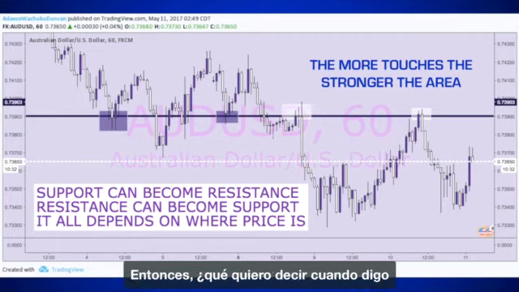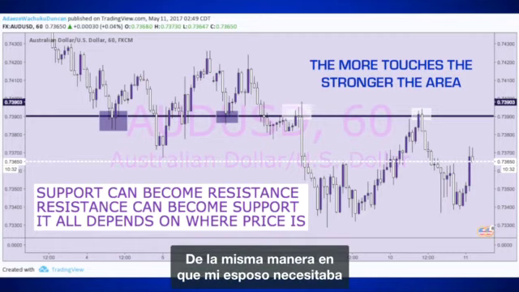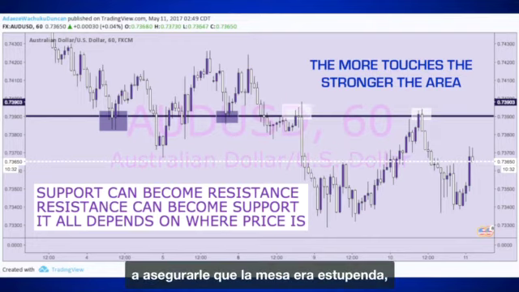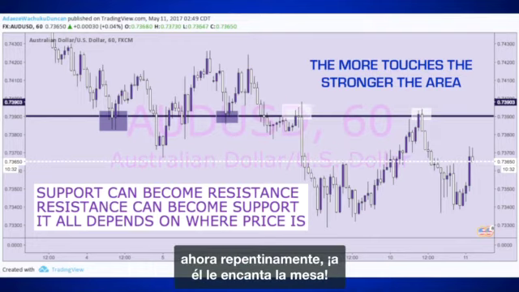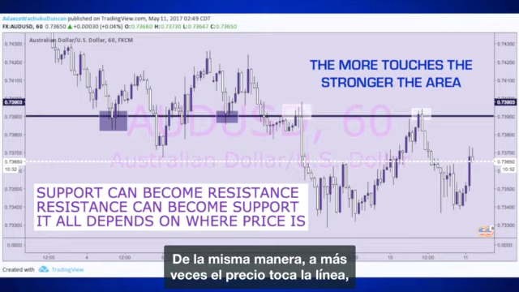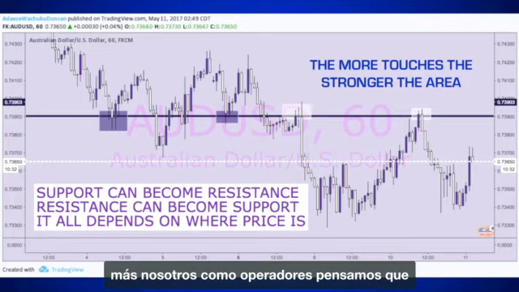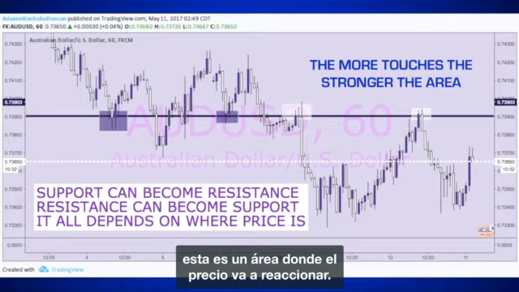So what do I mean when I say the more touches, the stronger the line? In the same way that my husband needed at least 3 other people to come by and reassure him that the table is amazing, and now all of a sudden he loves the table, in the same way, the more times price touches the line, the more we as traders think that this is an area where price is going to react. I hope that makes sense.